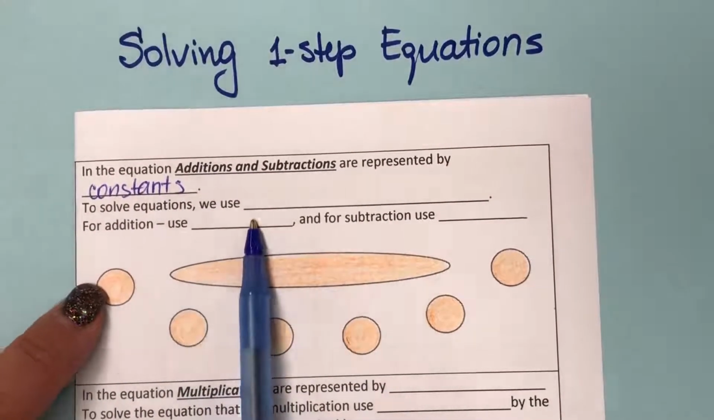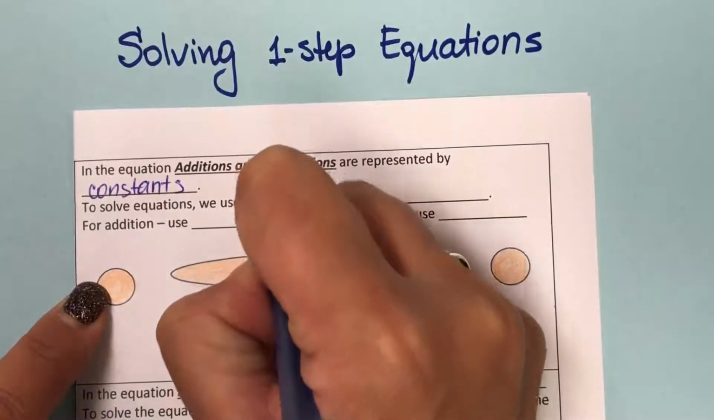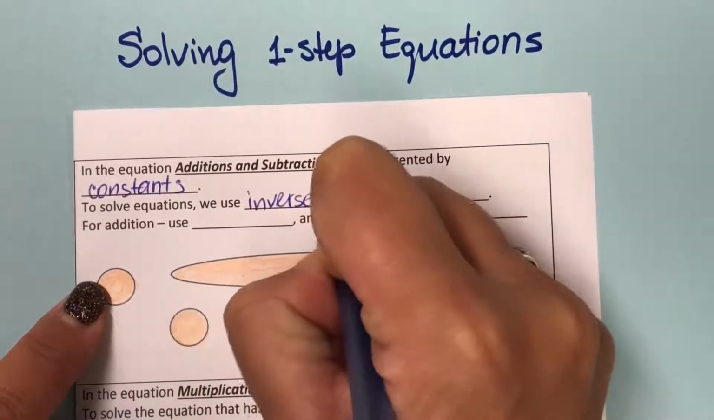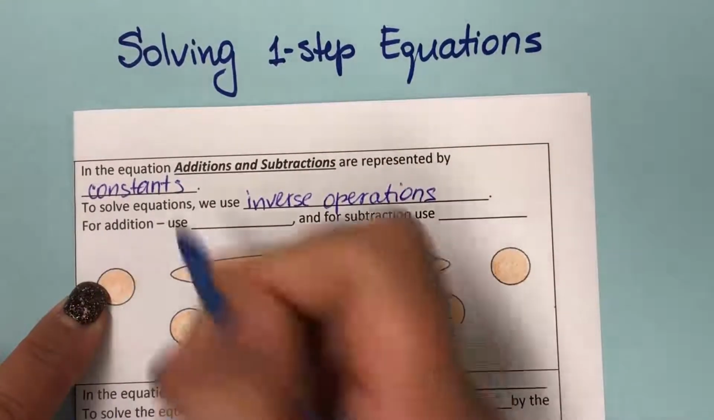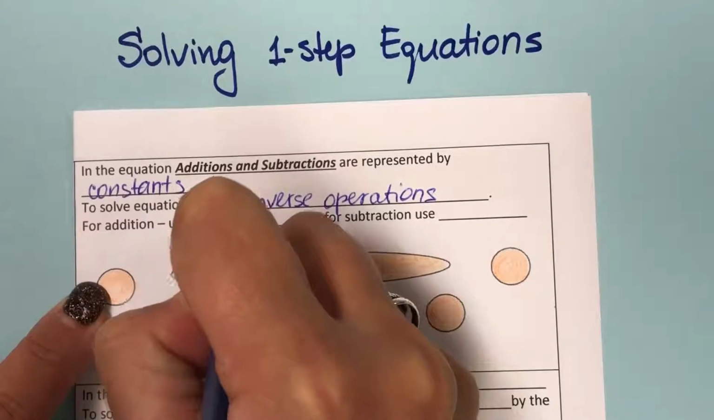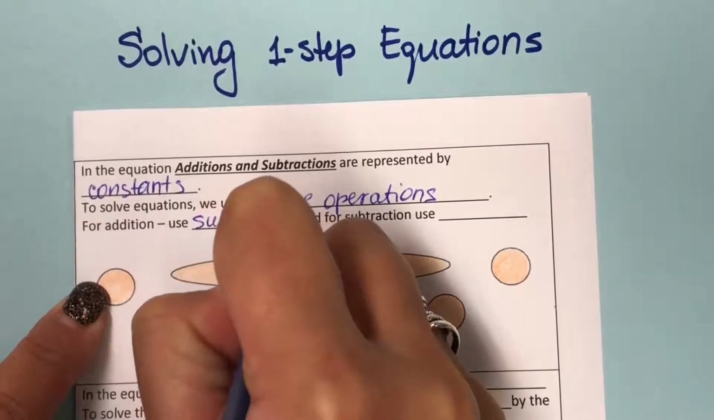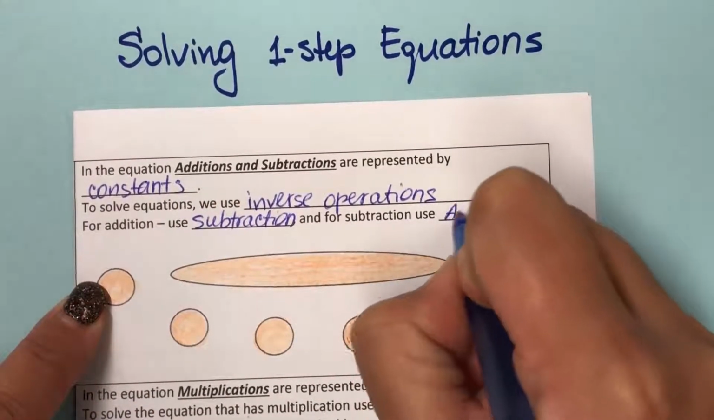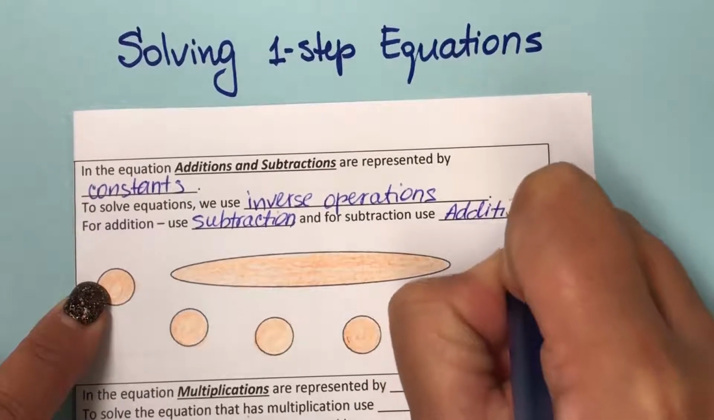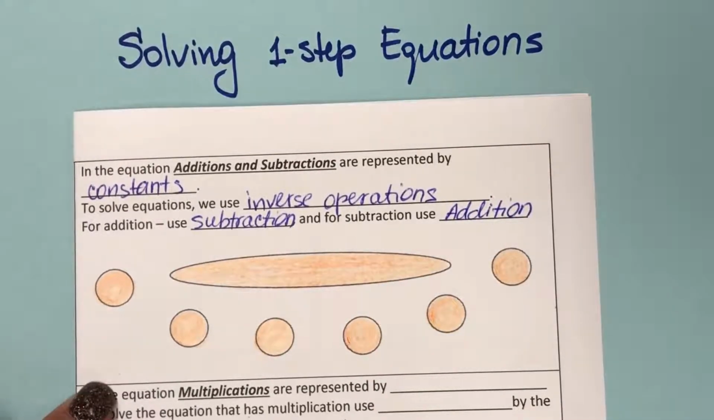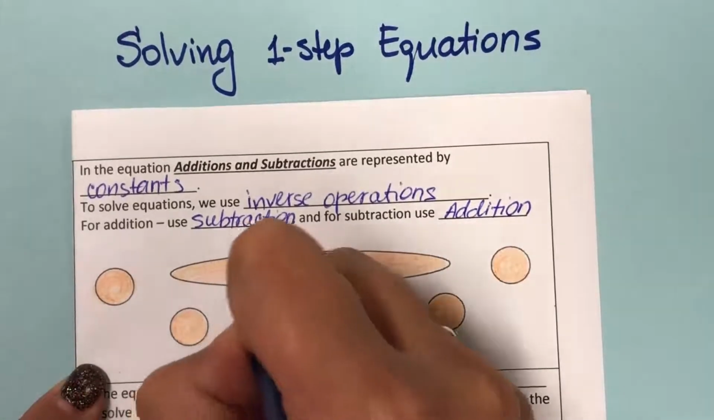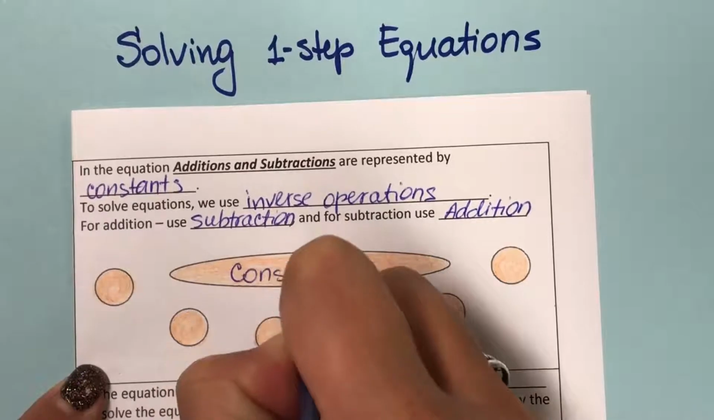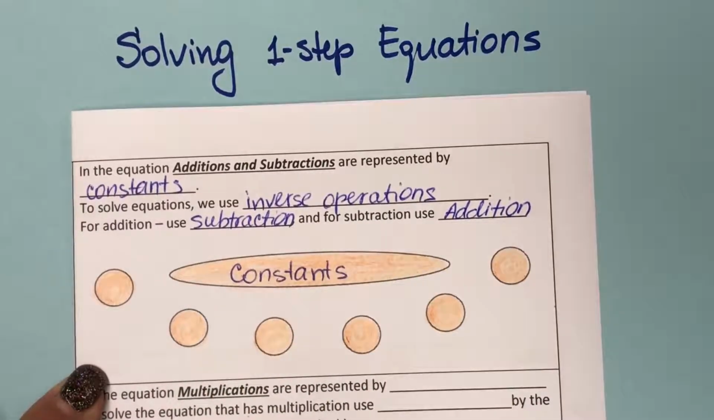To solve equations, we use inverse operations. For addition, we use subtraction. And for subtraction, we use addition. So let's put a few examples in our organization chart. So constants are being added or subtracted, and they're numbers without a variable.